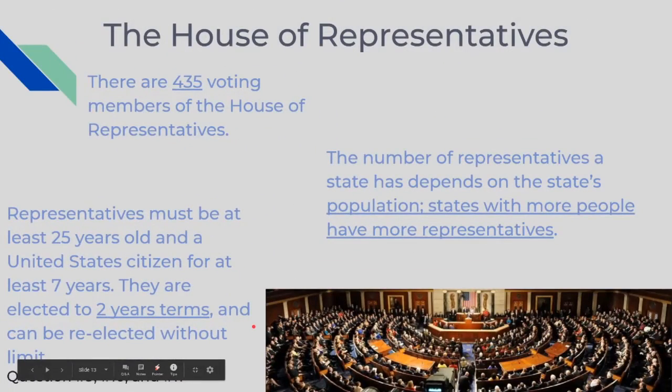So, this answers questions 9, 10, and 11. Question 9 asks how many voting members are in the House of Representatives. Question 10 asks why do some states have more representatives than others? And question 11 asks we elect a U.S. representative for how many years? Go ahead and answer those questions now.